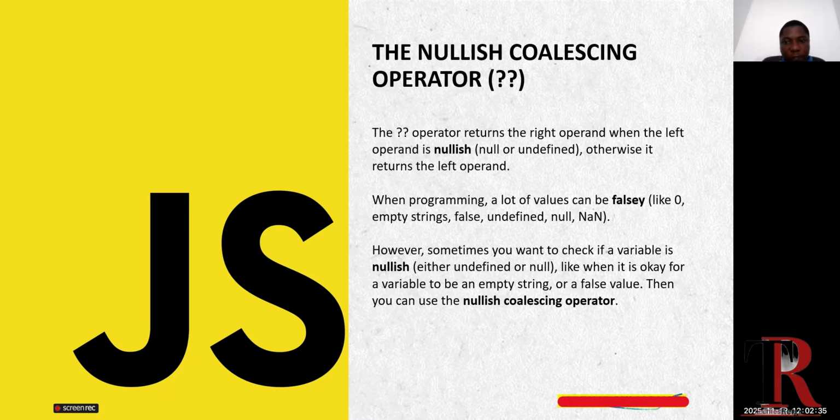When programming, a lot of values can be false, like zero. Zero is a false value in programming. Empty string, that can be either a single quote or double quote. False, undefined, null, and NaN, not a number. I want to believe that you will recall all of this as we've extensively discussed them when we were talking about JavaScript data types. However, sometimes you want to check if a variable is nullish, either undefined or not. Sometimes you might want to check whether a variable is true or false or is either undefined or not.